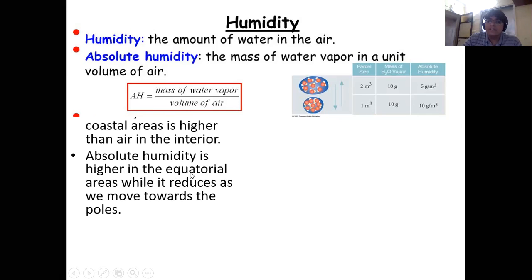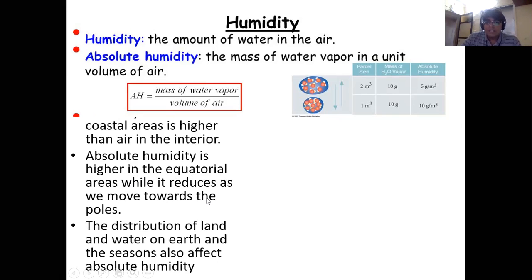Absolute humidity is higher in the equatorial areas while it reduces as we move towards the poles. Equatorial areas are hot areas. Since they are hot areas, definitely, so the moisture holding capacity is more. Polar areas are cold areas, their moisture holding capacity is less. The distribution of land and water on earth and the seasons also affect absolute humidity.